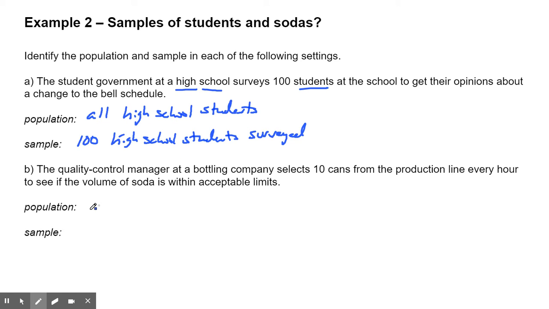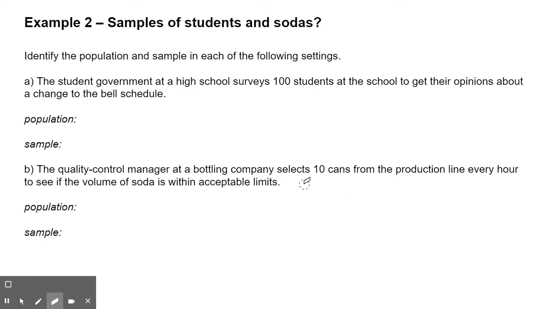All right, B. The quality control manager at a bottling company selects 10 cans from the production line every hour to see if the volume of soda is within acceptable limits. So, because he selects 10 cans, oh, sorry, what's going on? My pointer. I don't know what's happening. Give me a second. Okay, so again, because they're selecting 10 cans from the production line every hour, you're not going to say, you're going to use this every hour in your answer.